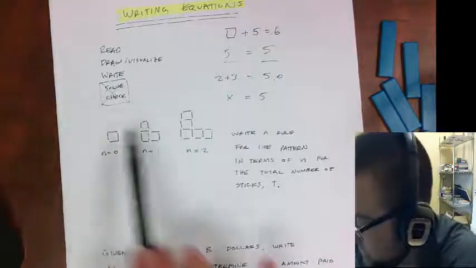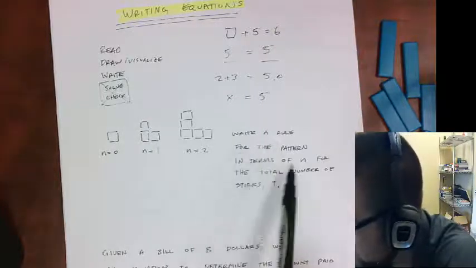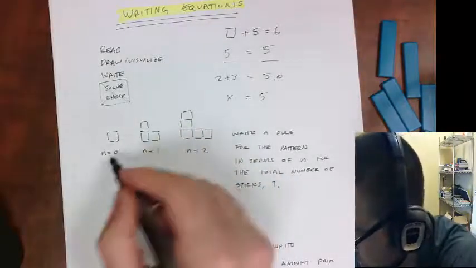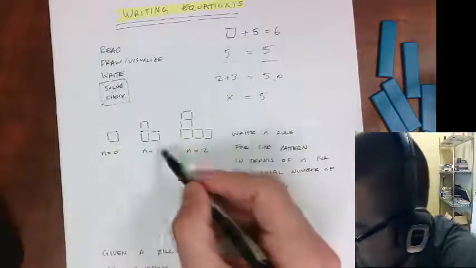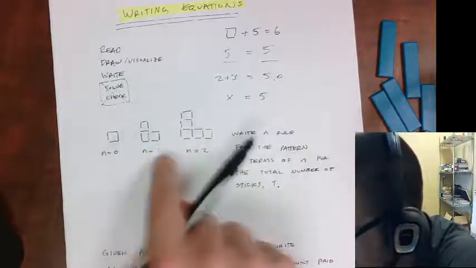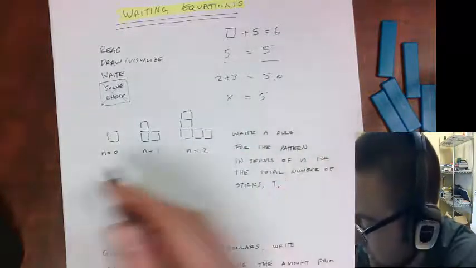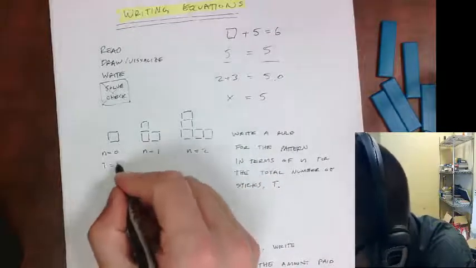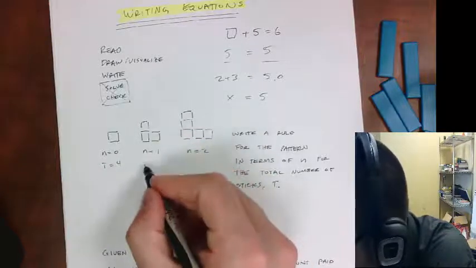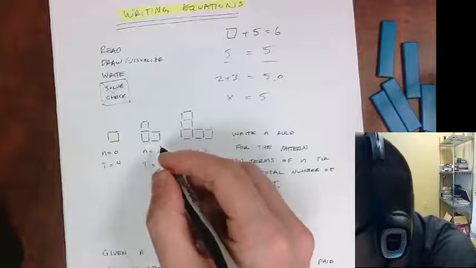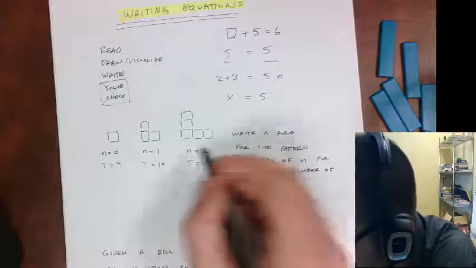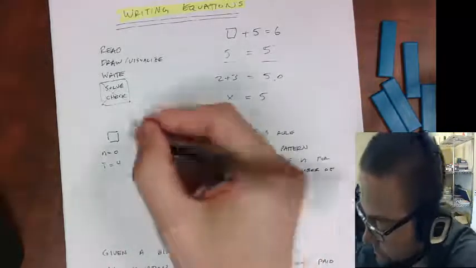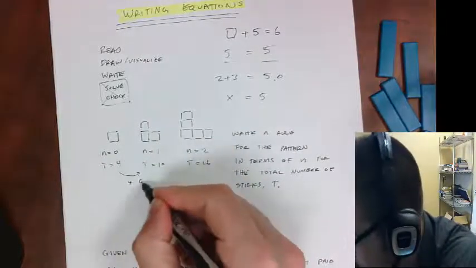Alright, so first I'm going to read this question. It says, write a rule for the pattern in terms of n for the total number of sticks t. So it looks like here this is step 0, or n equals 0. This is step 1 and step 2. So I want to find a general equation for any number of steps, right? And so the first one had the total number of sticks t was 4, and this total number of sticks t, and this is what we did in our opening problem, was 10, and t, the total number of sticks, was 10 plus 6 more, right? 16. So what happens is we're generally adding 6 each time, right?